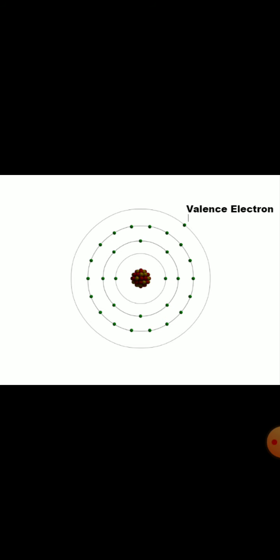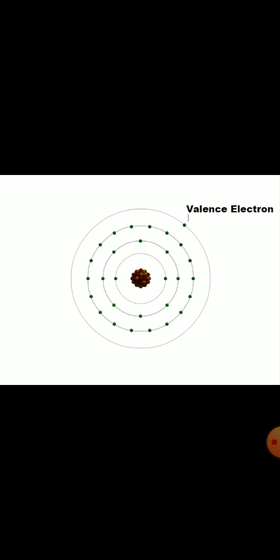We also have studied valency in standard 9. What is it? Valency is the combining capacity of an atom. What is the meaning of combining capacity? How one atom will combine with another atom. That capacity is known as combining capacity.